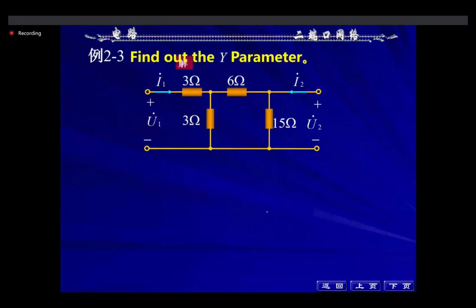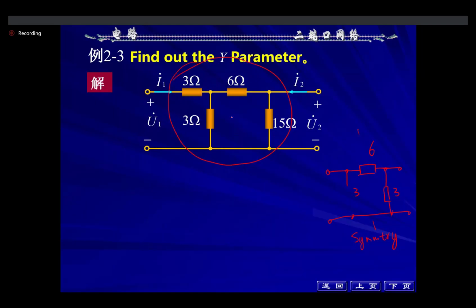For example, for this circuit, if you have such a circuit, this 6, this 3, this 3. So this circuit is symmetry. Symmetry circuit means they are equal from the left and the right. But this circuit is not symmetry. This 6, this 3, 3, 15.